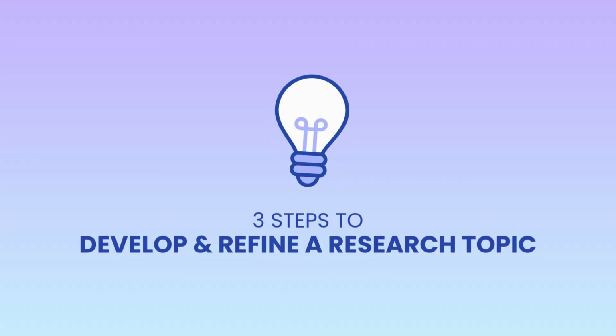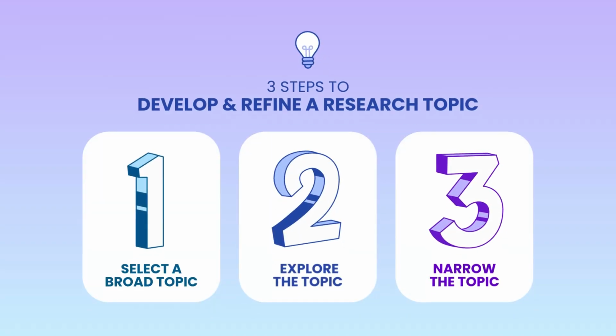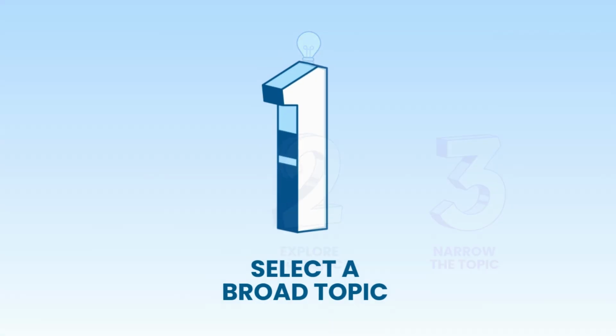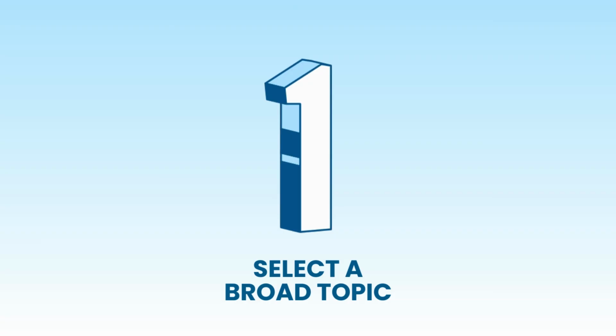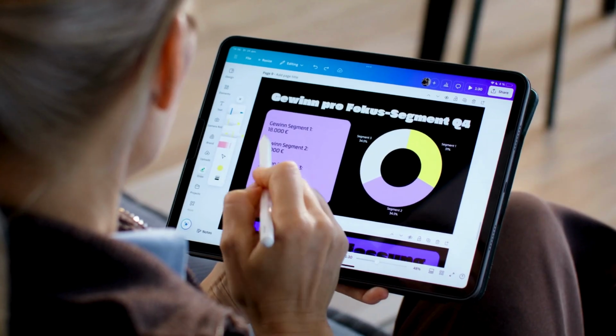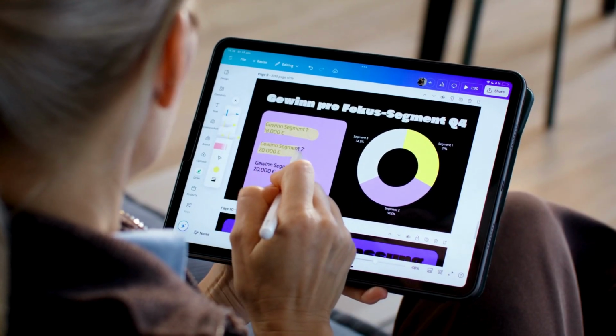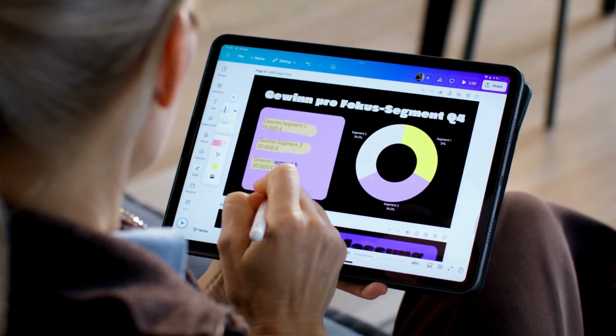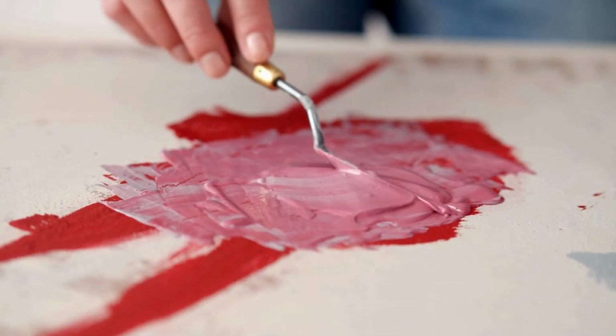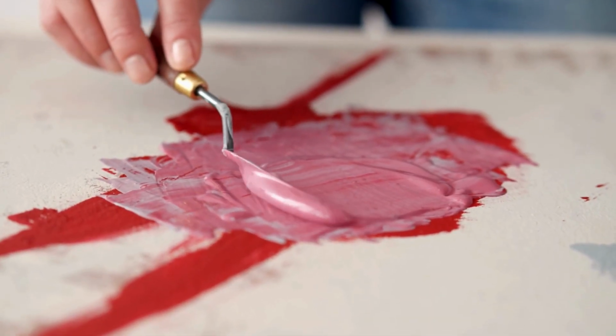In this video, we'll go through 3 simple steps to help you develop and refine your research topic. Let's look at each of them in depth, starting with step 1. Start with a broad topic you're interested in. This could come from class content such as past lectures, readings, and previous assignments, or even past work experiences that you found interesting. You can also choose a topic by following your interests.